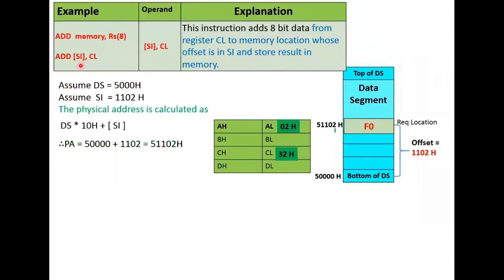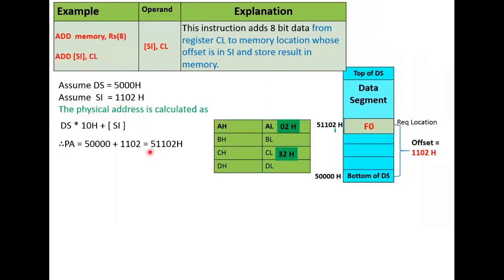The next one is the reverse. Previously memory was the source operand, now memory is the destination operand. So we are going to add an 8 bit value or 16 bit value. By seeing this CL, I can understand I am going to perform 8 bit addition. Now again DS, because SI is given inside the square bracket and this is the memory location or offset address, so you should take the data segment only. So assume data segment 5000 and offset is 1102.